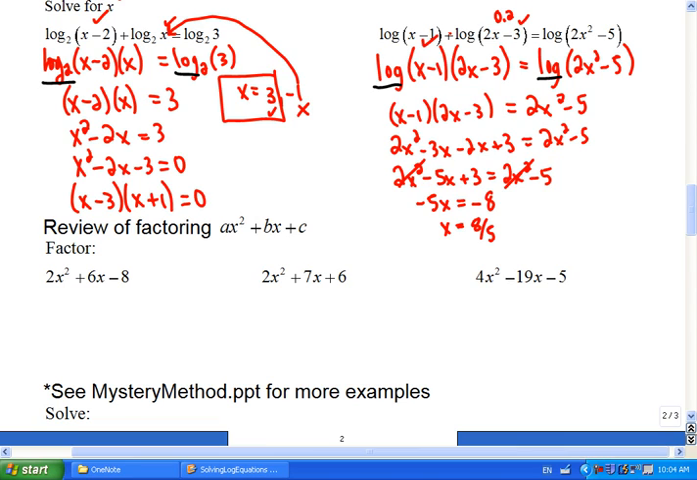And if I go 8 over 5 and I square it, and times it by 2, take 5 away, I get 0.12. So positive for all the numbers, that will work, and that is a proper answer.